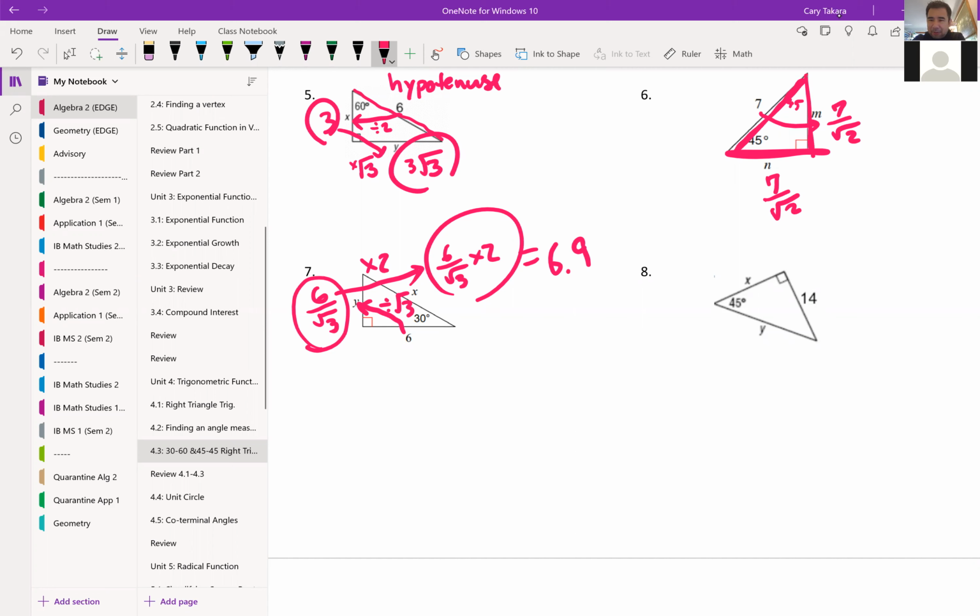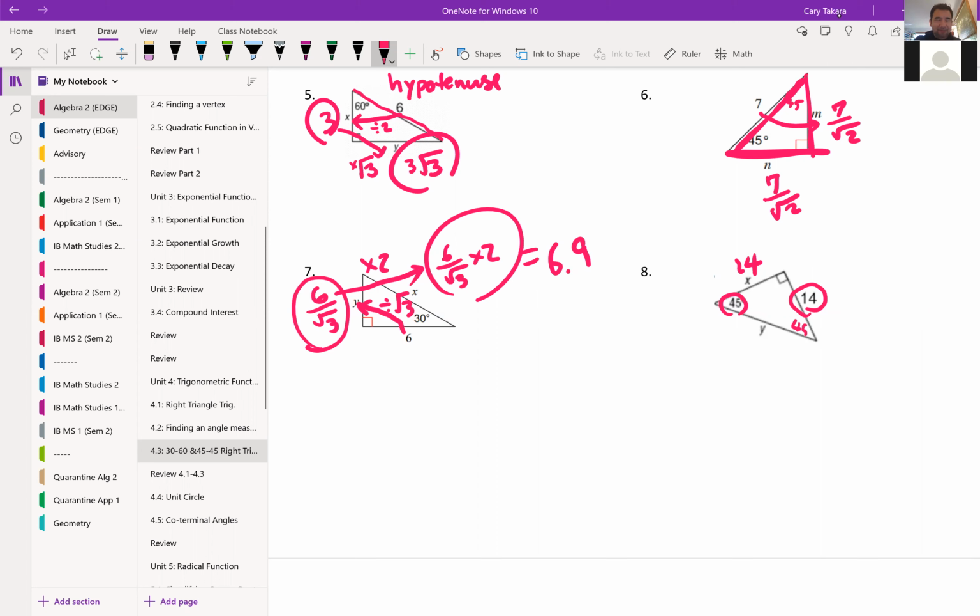Okay, so the last question, one of the legs is 14. So what is the x going to be? It's a 45 now. It is going to be 14 as well, because in a 45 right triangle, two sides are the same. So you don't need to do anything, right? It's 14, then the other one is also 14.